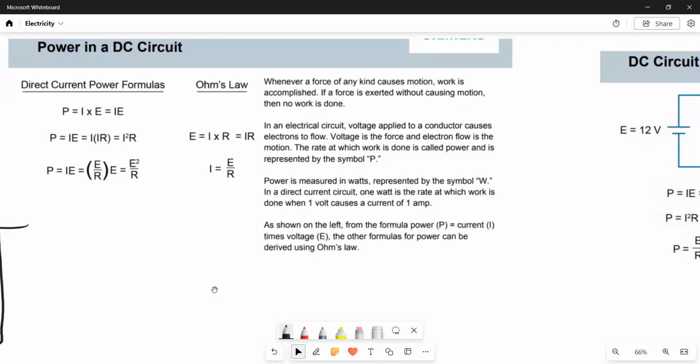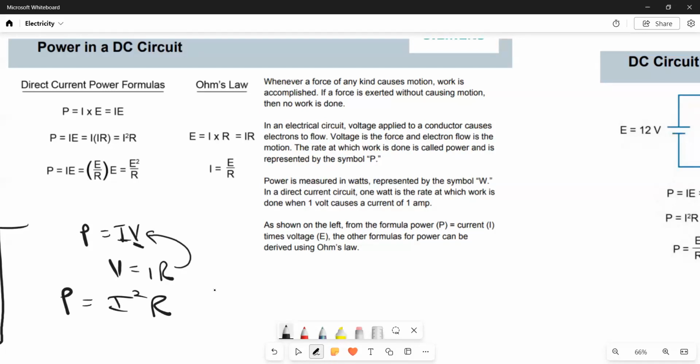Yeah. Let's talk about power in a DC circuit now. Power. So there's a relationship: P equal IV, right? Remember, instead of V, they sometimes use E. And remember V equal IR. So if you put IR in the place of V, you get P equal I squared R. So these are the two relationships here. Power in a circuit is equal to the current times the voltage, or the square of the current times the resistance.